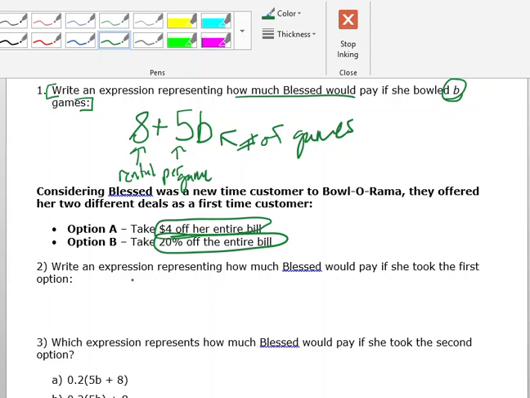Okay, so I'm going to go, I still have my $8 plus my $5 times B for number of games bowled. And I'm going to go ahead and subtract 4. And that's going to give me the option A discount.